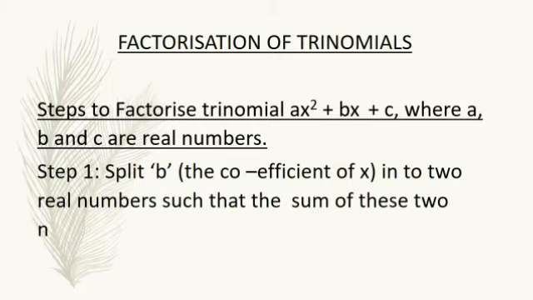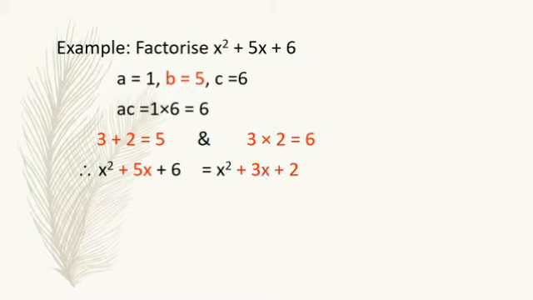Now, you have to split b. We know that 3 plus 2 is equal to 5 and 3 into 2 is equal to 6. Therefore, we can split 5 into 3 and 2. Hence, the polynomial can be written as x square plus 3x plus 2x plus 6. Note down the step here. 5x is split into 3x plus 2x.